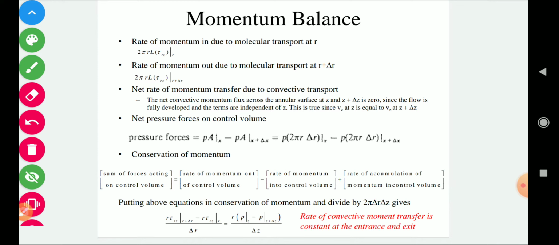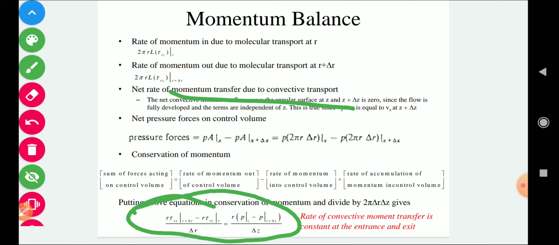If we put the remaining values in this equation and then multiply it by 2 pi delta r delta z, we will get this equation. The net rate of momentum transfer due to convective transport will be 0. So this includes only the pressure force and momentum due to molecular transport.